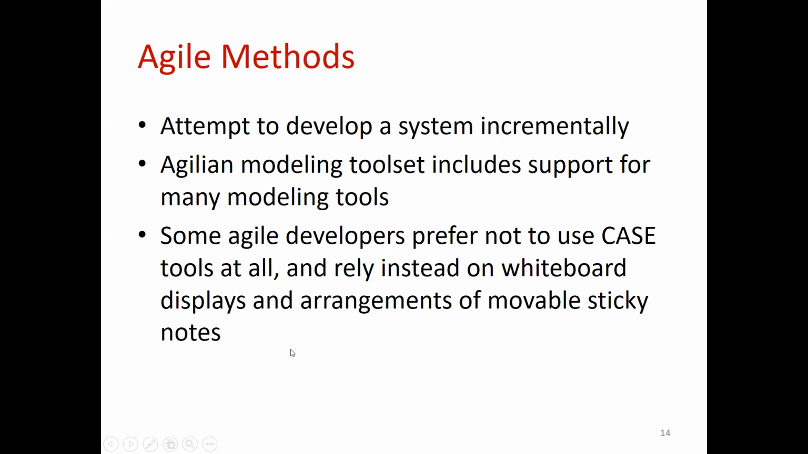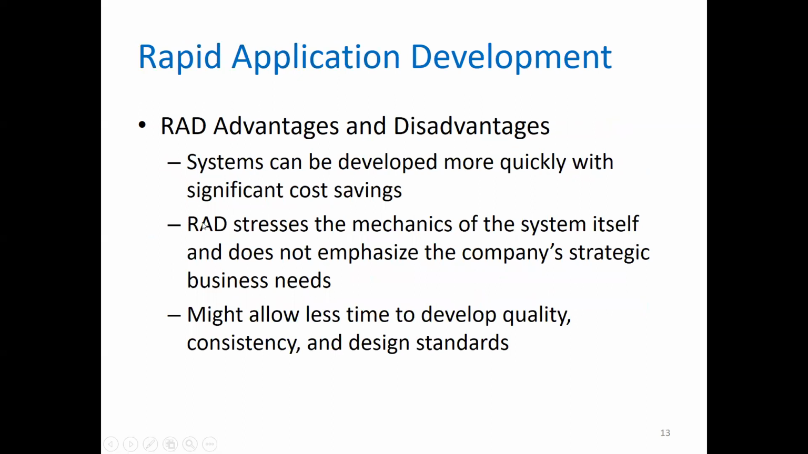Agile methods. Agile method is another method in which system requirements could be done or modeled. So the second point is the advantage or disadvantage of RED. Do you mean this one? This is a disadvantage. RED stresses the mechanics of the system itself. What it simply means is it starts to focus so much on the design and the construction of the system that it does not emphasize the company's strategic business need. So that needs to be created well before the design even.